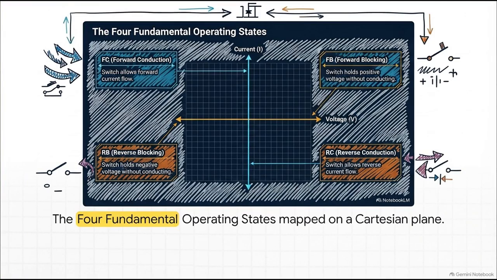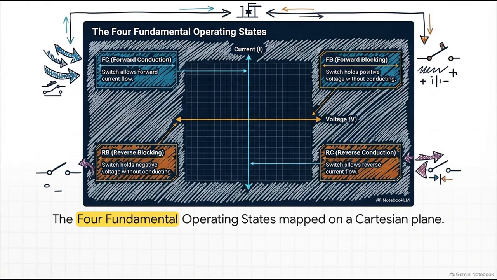So let's look at this Cartesian plane mapping current on the y-axis against voltage on the x-axis. This reveals the 4 fundamental states that literally any power switch has to deal with. First up, we've got forward conduction, or FC, where your switch actively lets forward current flow. Right opposite to that is reverse conduction, or RC, allowing reverse current. Then we get into our blocking states.